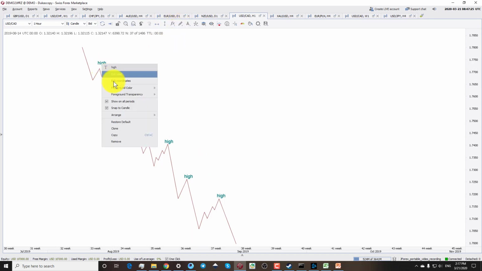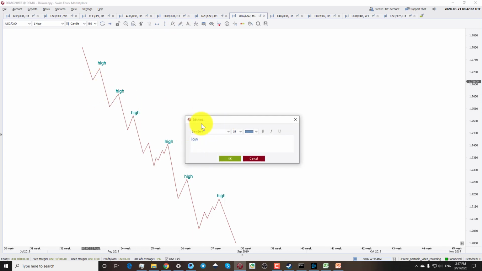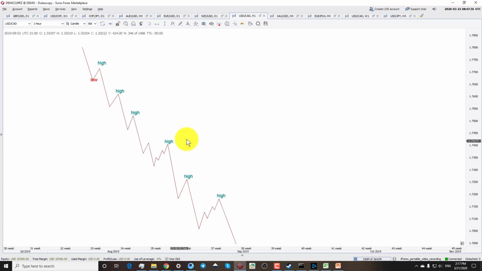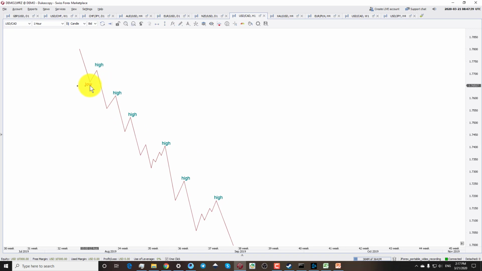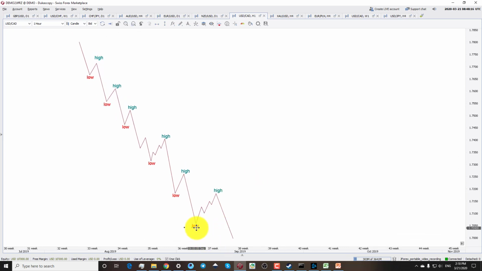And on the other hand, if I say that this is a low, and this is a low, and this is another low, then now you get my point, that these are the lower highs and lower lows.